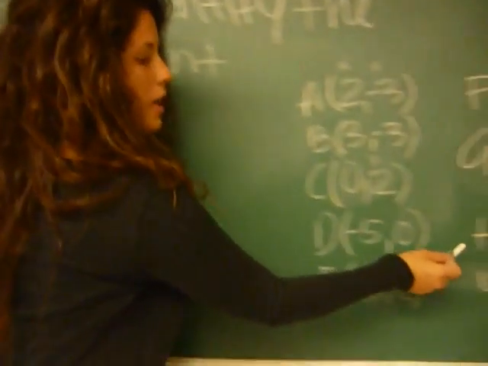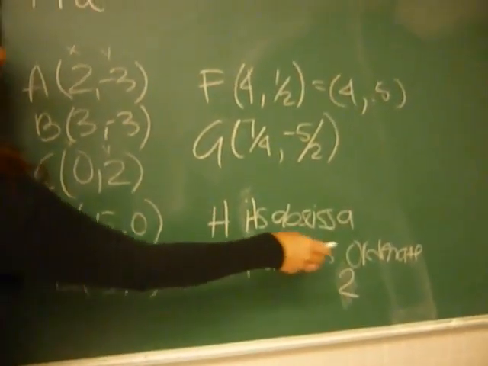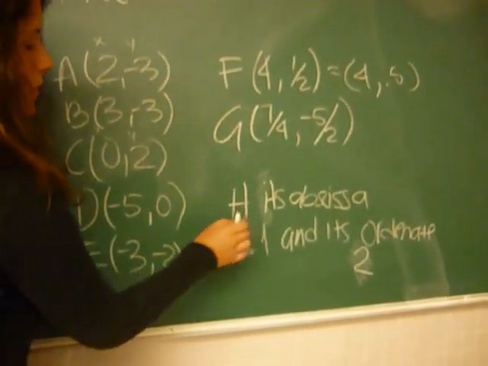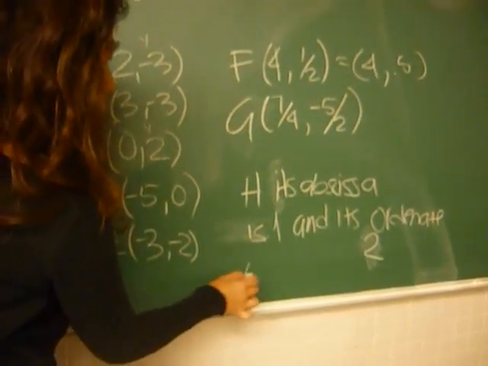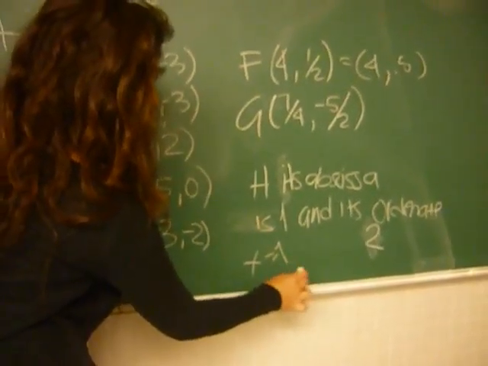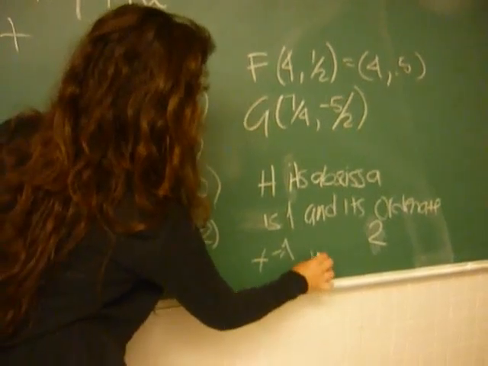Now, when you have its abscissa is 1 and its ordinate is 2, it means that abscissa equals x, 1, and ordinate equals y, 2. So you only graph that.